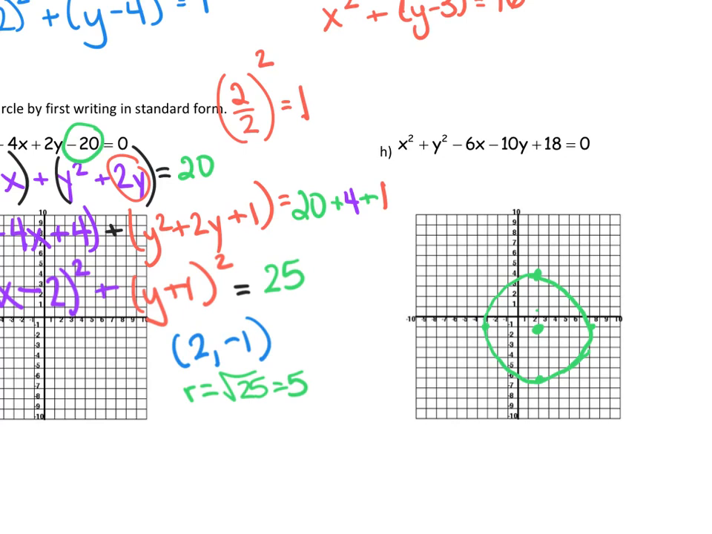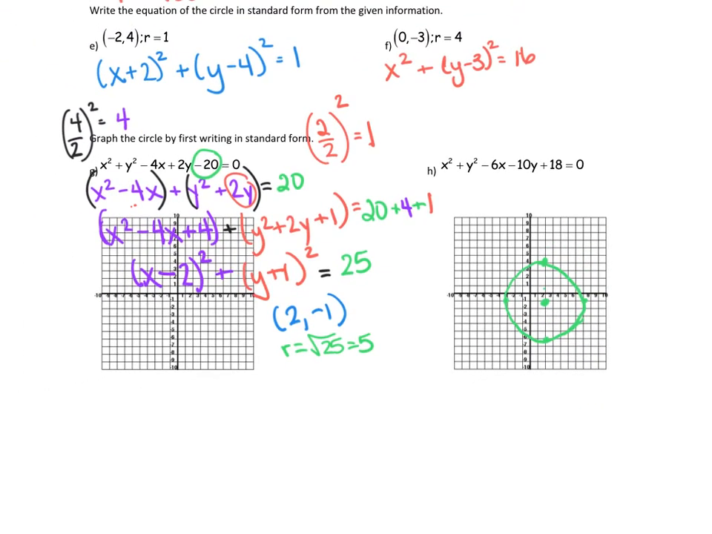So again, in order to do this, you have to complete the square. And completing the square works because when you go through this process, you're always going to get a squared term here, a perfect square here, and a perfect square here.